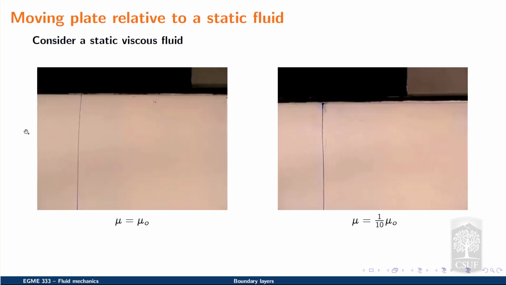To better visualize the growth of this boundary layer thickness, let's consider the opposite situation, where instead we have a static fluid and we have a boundary that moves, so that we can see the introduction, or really the influence of the boundary motion, how it affects the local flow. So we'll compare two cases, where the case on the left-hand side has the viscosity 10 times higher than the case on the right-hand side.